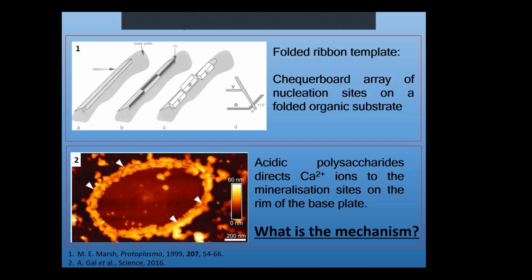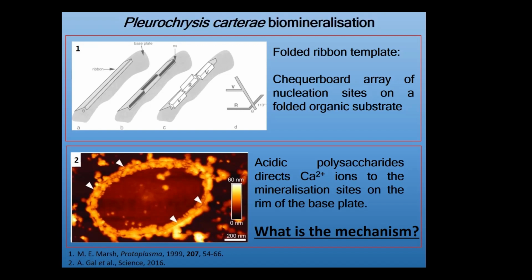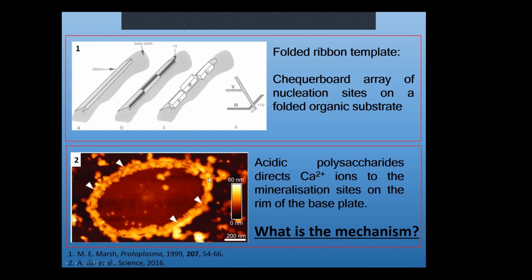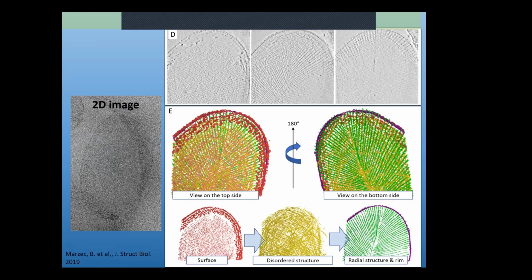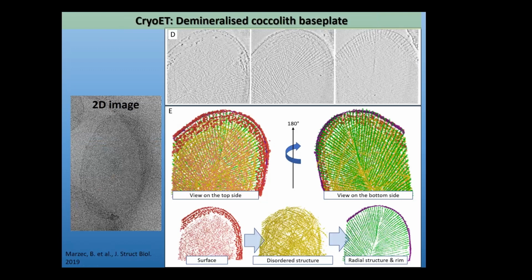So that's where my postdoc Bart came in, because, going back to the same point, for the polysaccharides to bind specifically to this region in the base plate, it has to be chemically different than the middle, and we wanted to know what it was that was there. The first thing that Bart did was cryo-electron tomography, which is a way to image in 3D using the cryo-TEM. He took a base plate from the coccolith, calcified it, and took the cryo-TEM.